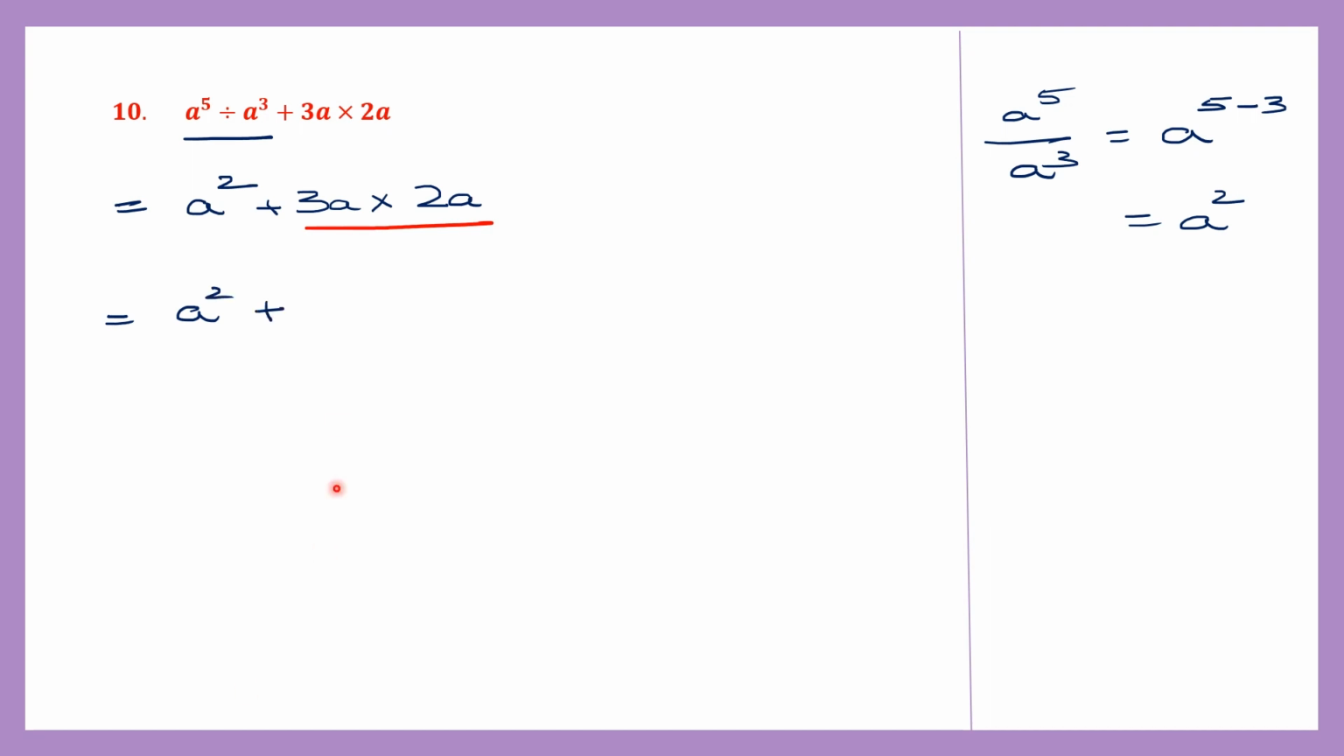Now let's multiply 3a into 2a. First multiply the numbers, 3 into 2. 3 2s are 6. A into a is a square. So now we have like terms, a square plus 6a square. So this is 1. 1 plus 6 is 7. So we have 7a square. So this is our answer.